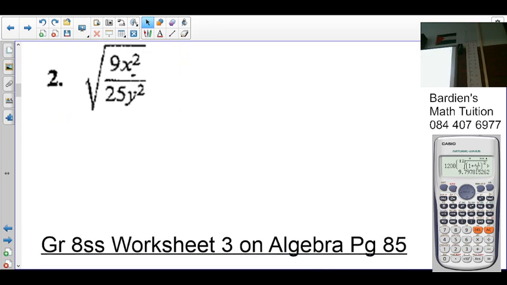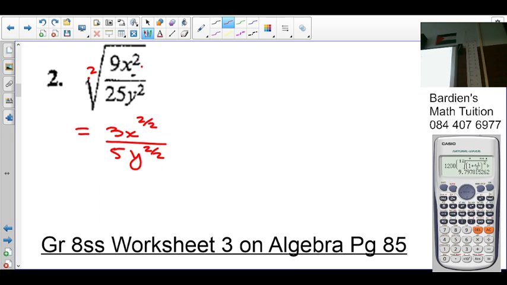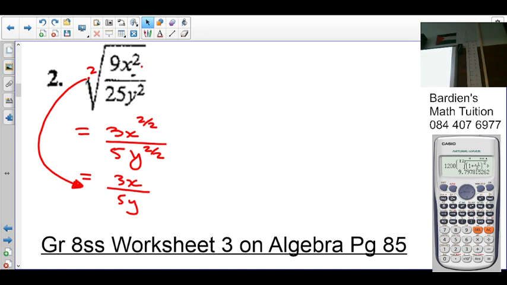Is there anything that can simplify in that bracket first? No. So what's the square root of 9? 3x. 2 divided by 2 is 1. Over 5, square root of 25? 5y, 2 over 2. This gives you 3x to the 1 over 5y to the 1. Do I need to do the second step? No. We can go straight into the answer. Get full marks. Okay.